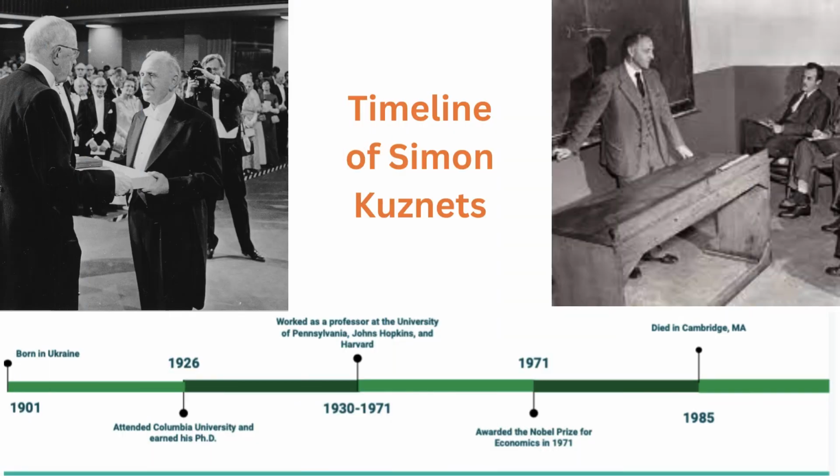Simon Kuznets was born in Ukraine in 1901 and moved to the United States in 1922. He attended Columbia University in 1926, where he earned his PhD and the following year joined the National Bureau of Economic Research. He was an economics professor at the University of Pennsylvania, Johns Hopkins, and Harvard from 1930 to 1971. And in 1971, he was awarded the Economics Nobel Prize, where his work later helped come up with the understanding and the calculation of gross domestic product. He later died in Cambridge, Massachusetts.